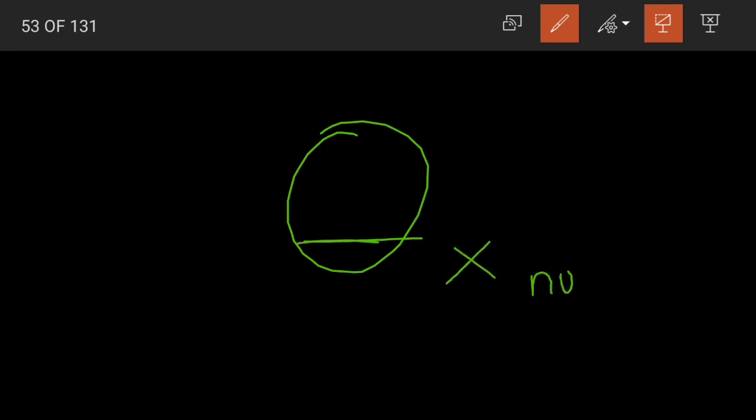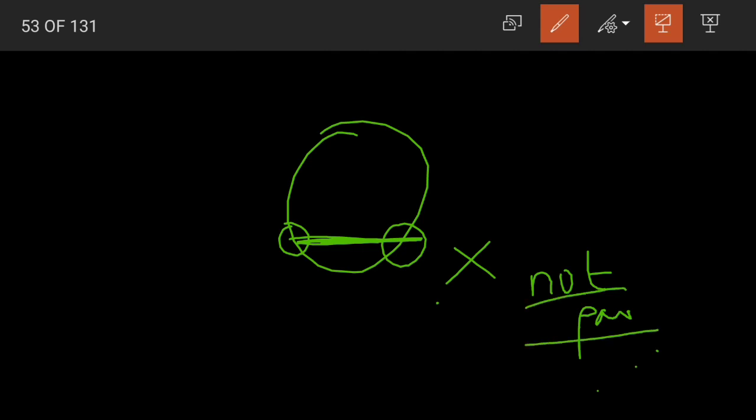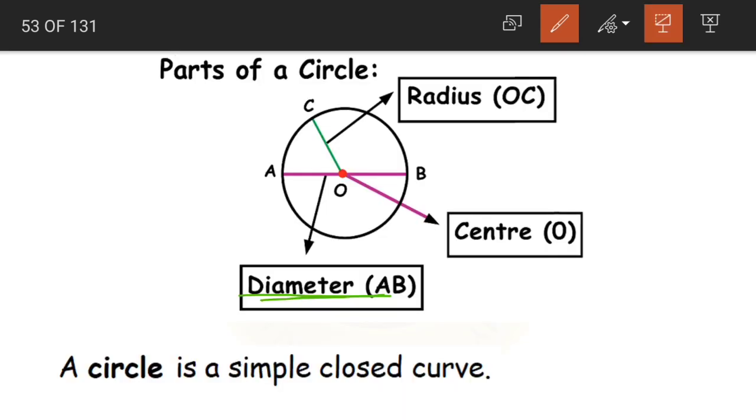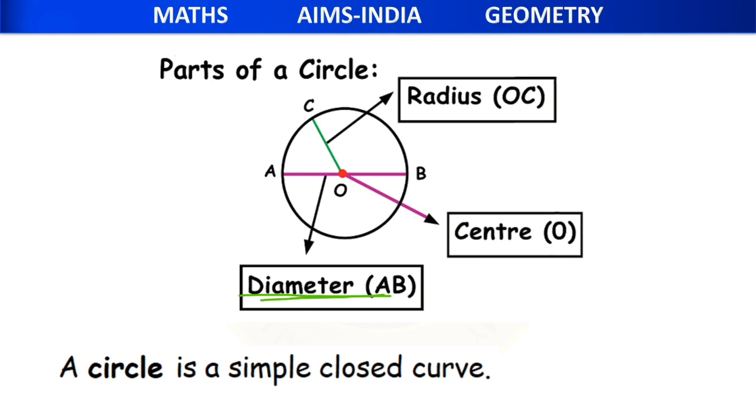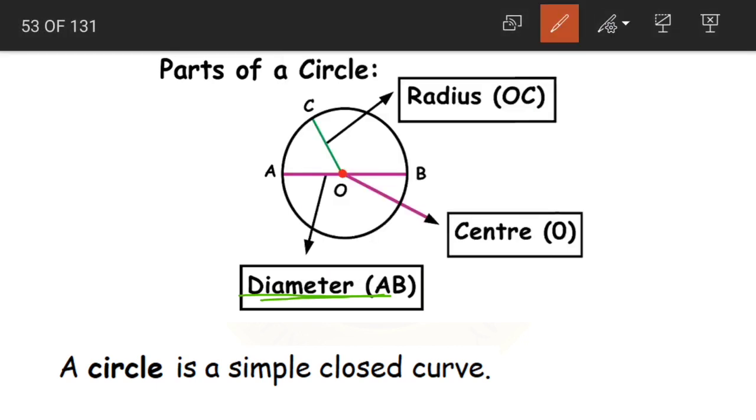Again, is this a diameter? Remember, this is not a diameter. Why? Because it is not passing through the center of the circle. Though both the endpoints are on the circle, as it is not passing through the center of the circle, we do not consider it a diameter, children.